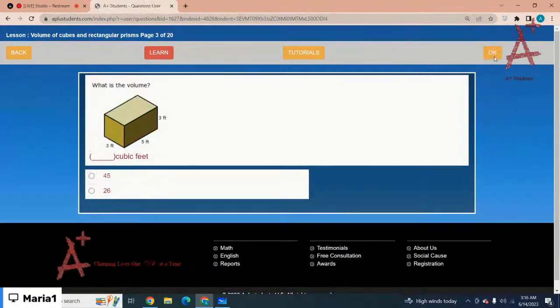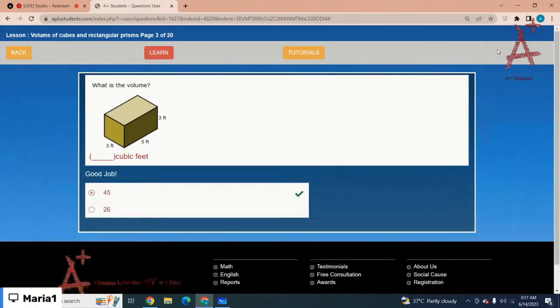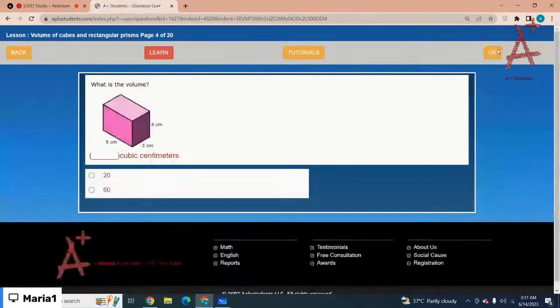Okay, what is the volume? So which is the correct option? Whenever you have to calculate the volume of the rectangular prism, you have to do length times width times height. Got it? So it would be 5 times 3 is 15, 15 times 3 is 45. So the correct option is 45. Got it? 45 cubic feet it is.